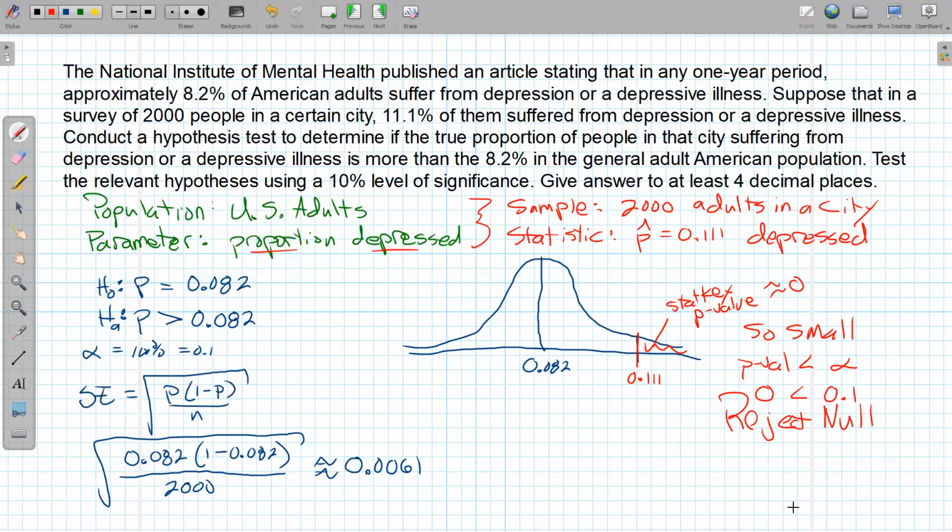And so I have significant evidence that the proportion of people suffering from depression or depressive illness is more than 8.2%. Can I say it's 11%? The answer is no. I didn't do a confidence interval. Might it be about 11%? Yeah, it might be, but it's greater than 8.2%. That's all I know at the moment.